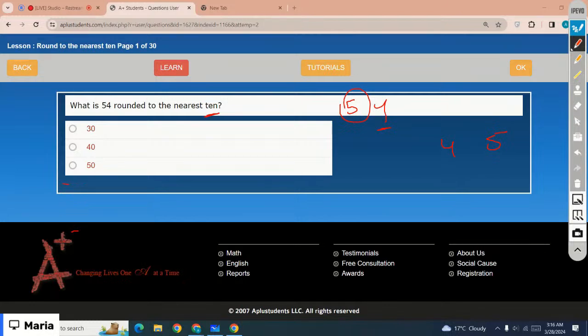4 is less than 5, right? That means you need to round on the same 10. You keep the 5 as it is, and you replace the 4 with 0. So 54 is rounded to 50. The correct option is 50, right? The correct option is 50.